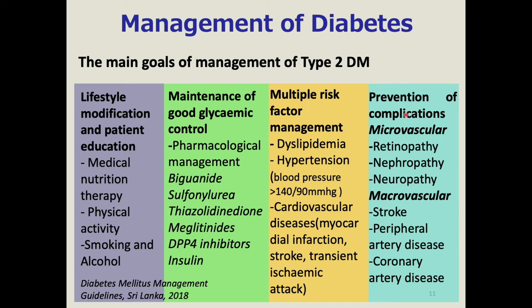And for prevention of complications, there are two main types, microvascular complications and macrovascular complications. In microvascular complications, there are three main components: retinopathy, nephropathy and neuropathy. Macrovascular complications are stroke, peripheral arterial disease and coronary artery disease. So diabetes mellitus is a huge disease. We have to think of all these four categories when managing our patient.